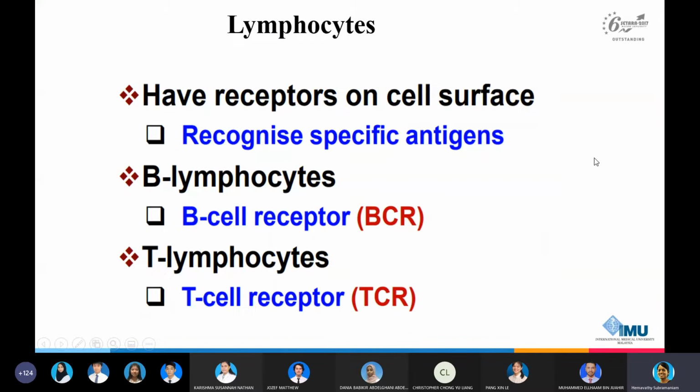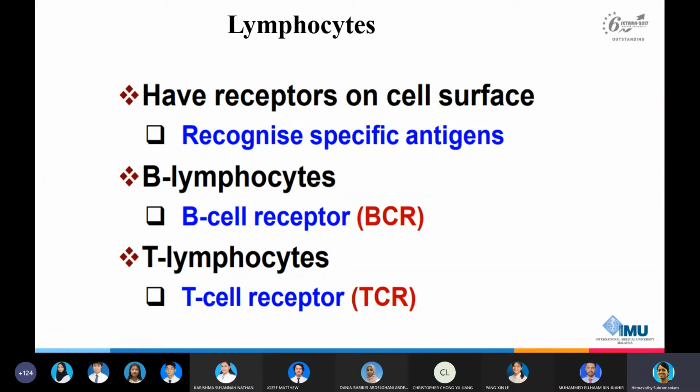So as you know, when we talk about lymphocytes, generally they have receptors on the cell surface. You need these to recognize specific antigens. For B lymphocytes, they have B cell receptors. For T lymphocytes, they have T cell receptors. Okay, so these receptors.